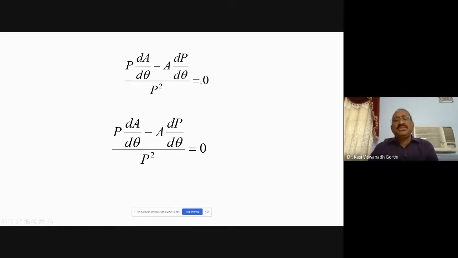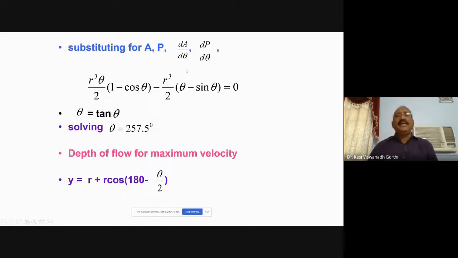Take this P square to this side. Substitute the values of A, P, dA by d theta and dP by d theta. A is r square by 2 into (theta minus sin theta). P is r into theta. dA by d theta is r square by 2 into (1 minus cos theta). And dP by d theta is r. So substituting these values here, you will be getting an equation theta is equal to tan theta.